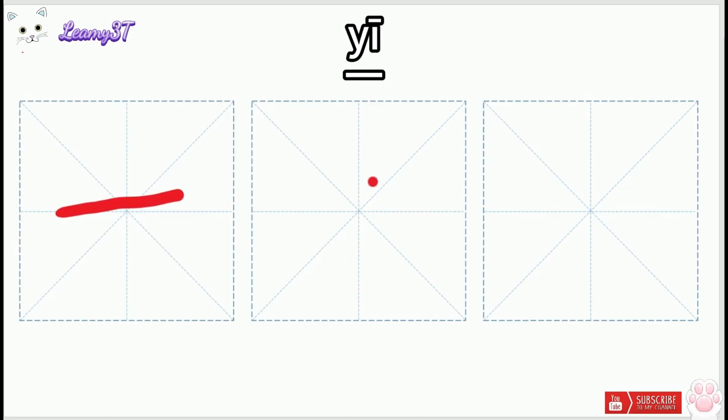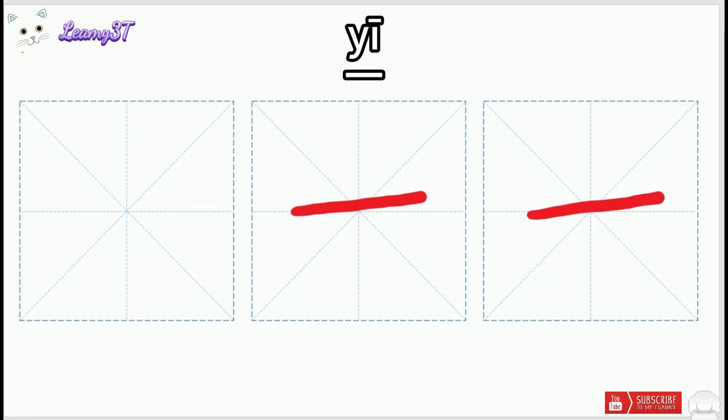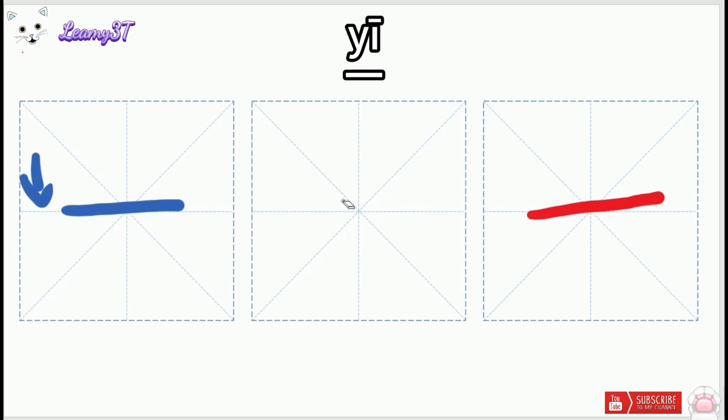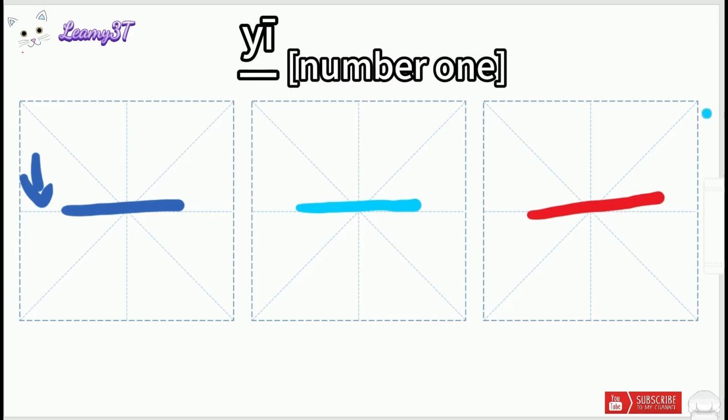Say héng, héng, héng. You can go a little bit up, or you don't have to. Of course, you can write like this. héng. You can just follow this line in the square. Okay, one more time. Say héng. This character is 一. It means number 1.